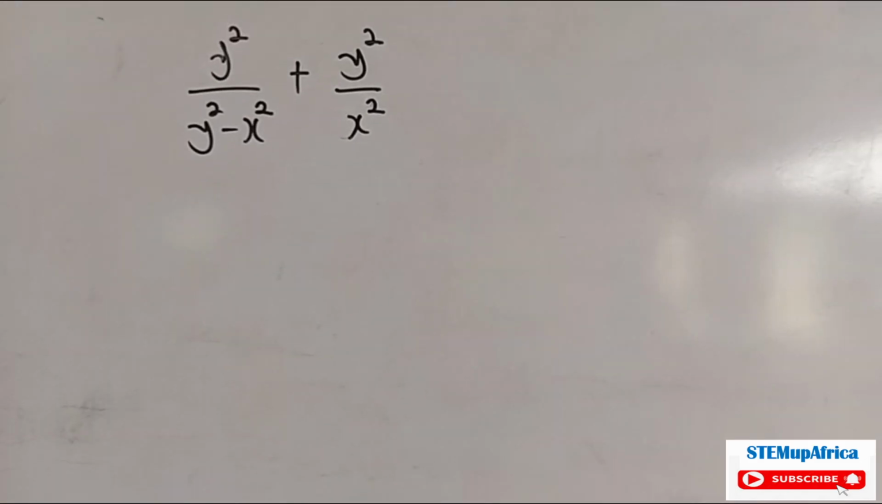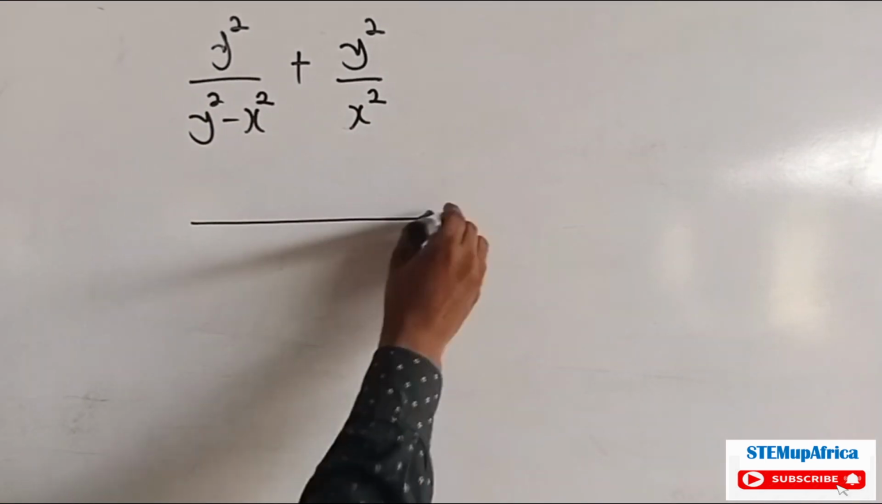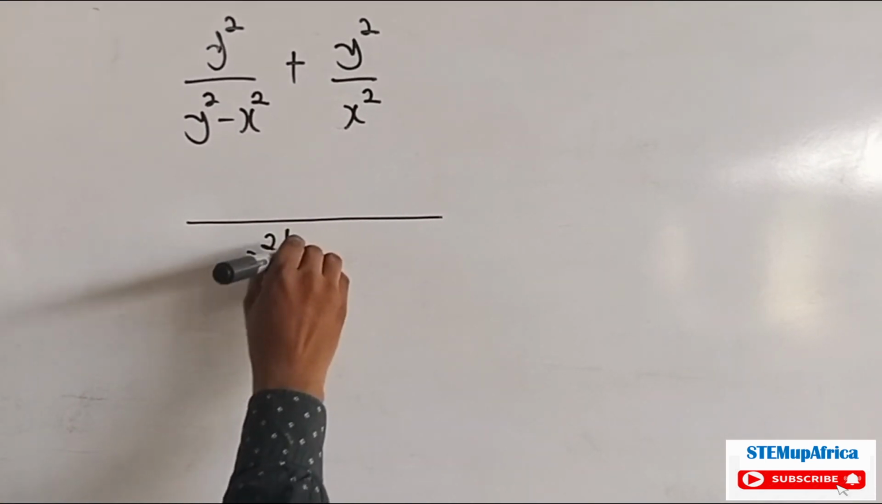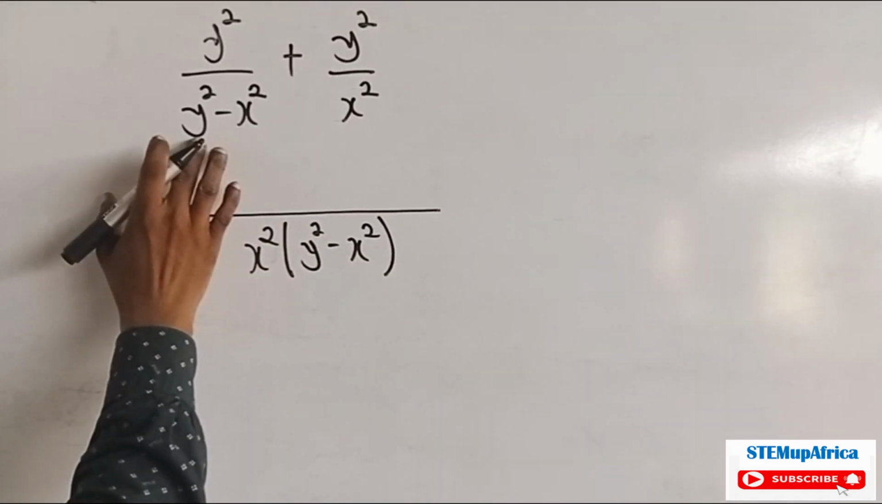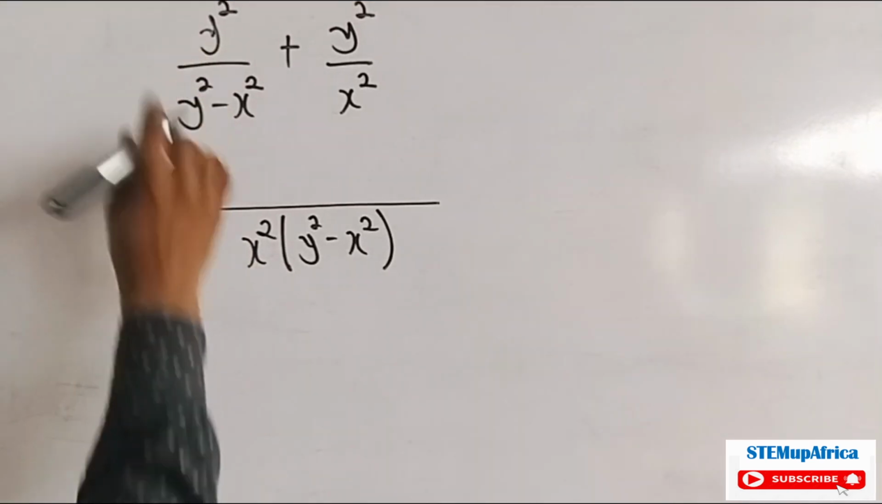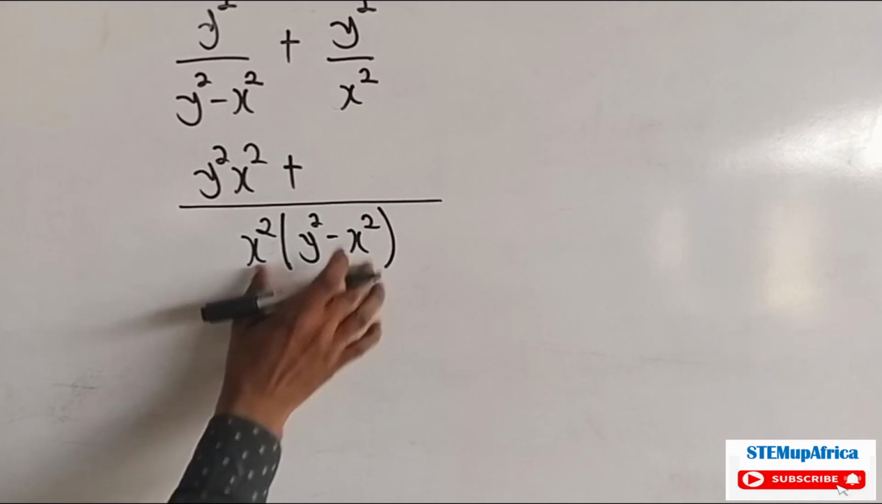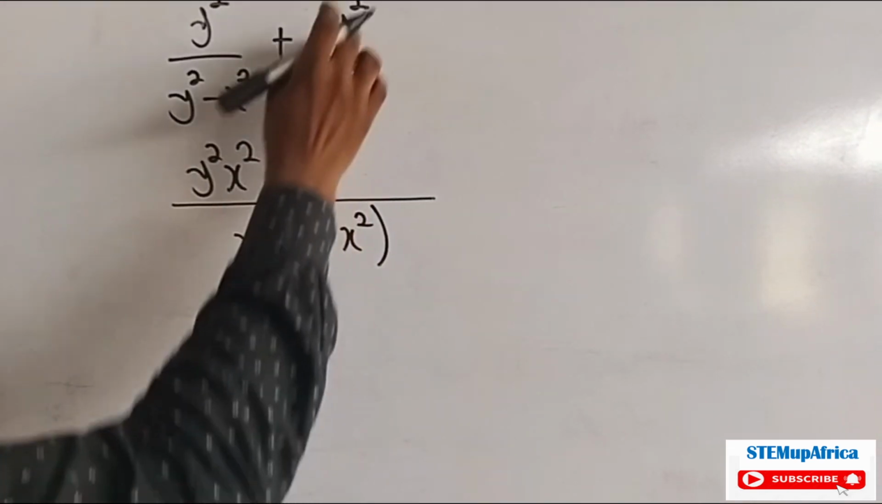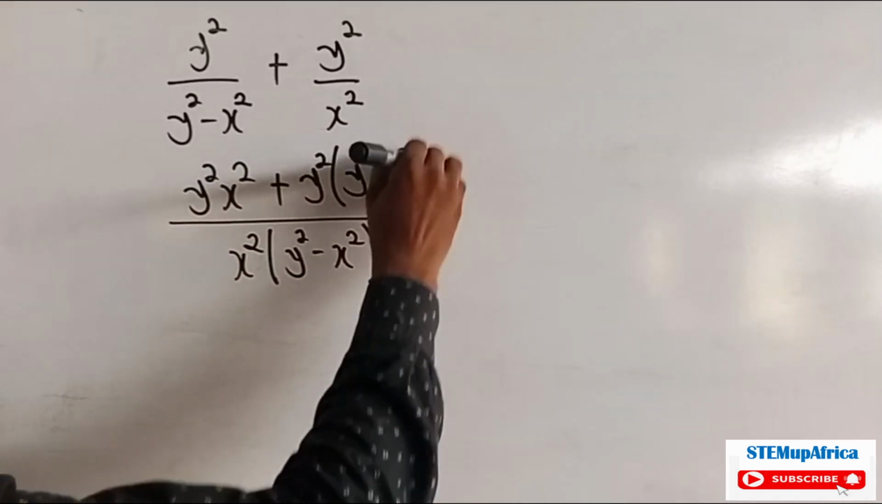So I can equally take the LCM from here. The LCM will be this expression and this expression. So I'm having x squared into y squared minus x squared. So these two expressions go into this, I'll be left with x squared times y squared. I'm having y squared x squared plus, these two expressions go into x squared, I'll be left with this times y squared. I'm having y squared into y squared minus x squared.